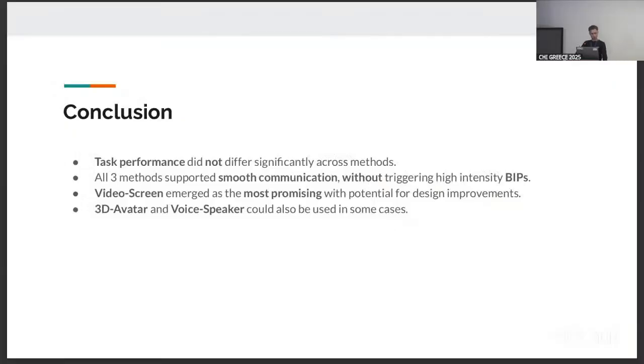Okay, now to conclude, the task performance didn't differ across methods. All methods supported smooth communication without any strong breaks in presence. The video screen is the most promising, though the 3D avatar and the voice speaker also have some use cases. For example, we consider the 3D avatar to be a better fit when some demonstration is needed inside the VE, for example, with a more complex task. While the voice speaker is a good fit for a short and simple task, as it requires little to no development effort.